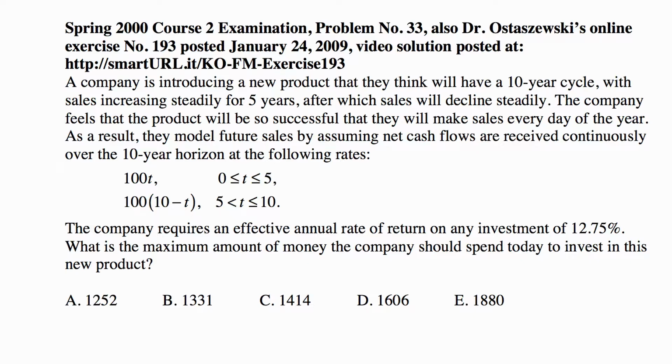As a result, they model future sales by assuming net cash flows are received continuously over the 10-year horizon at the following rates: 100t for t between 0 and 5, and 100 times (10 minus t) for t between 5 and 10. The company requires an effective annual rate of return on any investment of 12.75%. What is the maximum amount of money the company should spend today to invest in this new product?